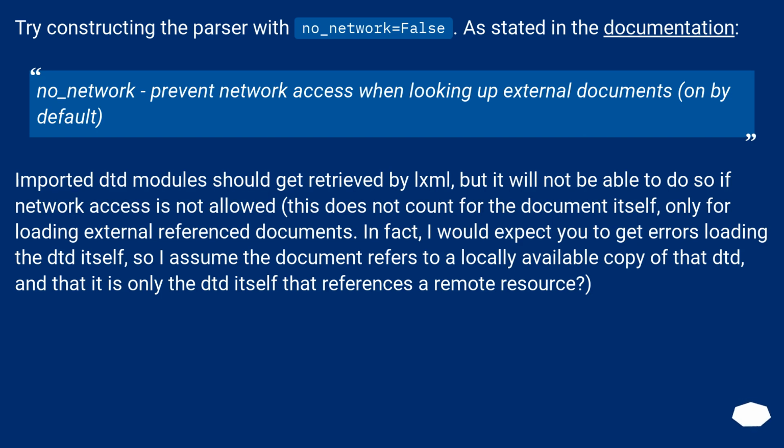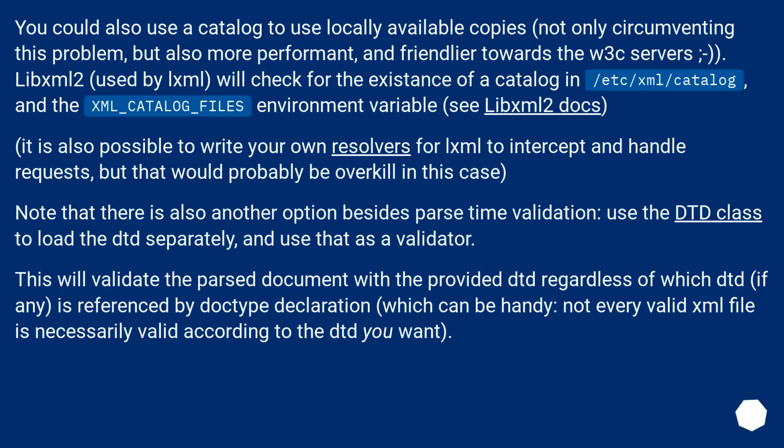In fact, I would expect you to get errors loading the DTD itself, so I assume the document refers to a locally available copy of that DTD, and that it is only the DTD itself that references a remote resource. You could also use a catalog to use locally available copies, not only circumventing this problem, but also more performant and friendlier towards the W3C server. Smiles.